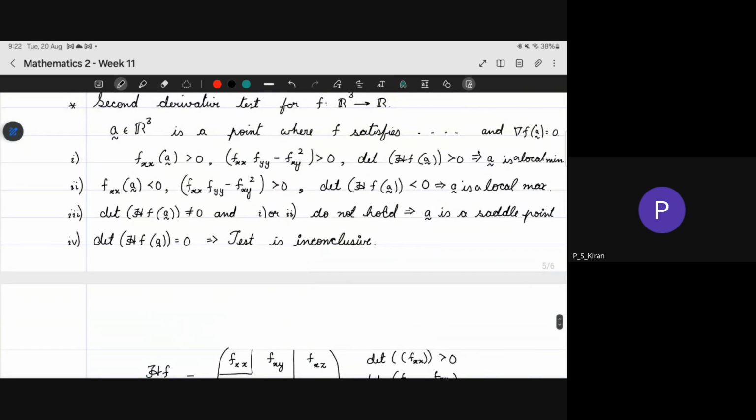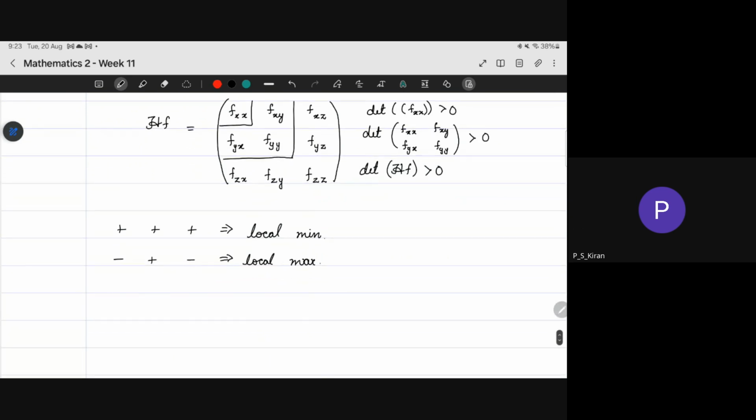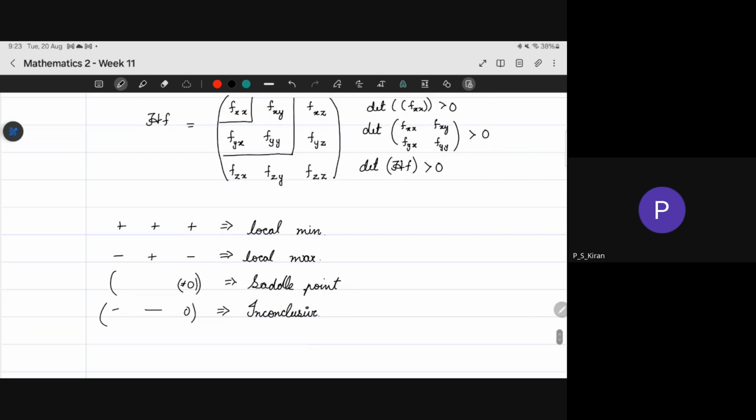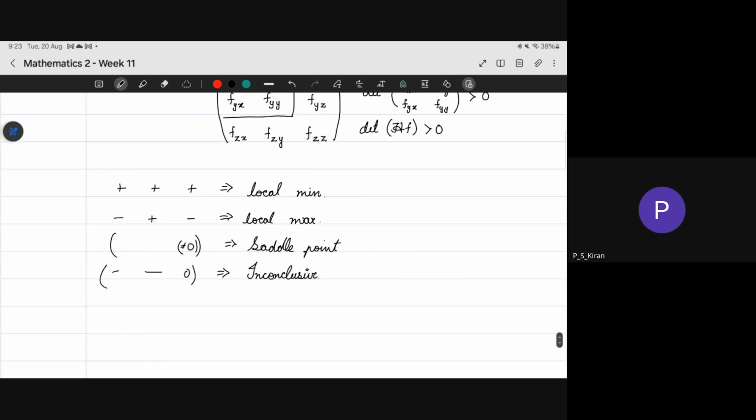So this is where we stop. Plus plus plus points to local minimum, minus plus minus points to local maximum. Any other sign combination implies a saddle point, provided the determinant is non-zero, the last entry is non-zero. Anything zero implies inconclusive. This is a slightly easier way to remember these conditions.